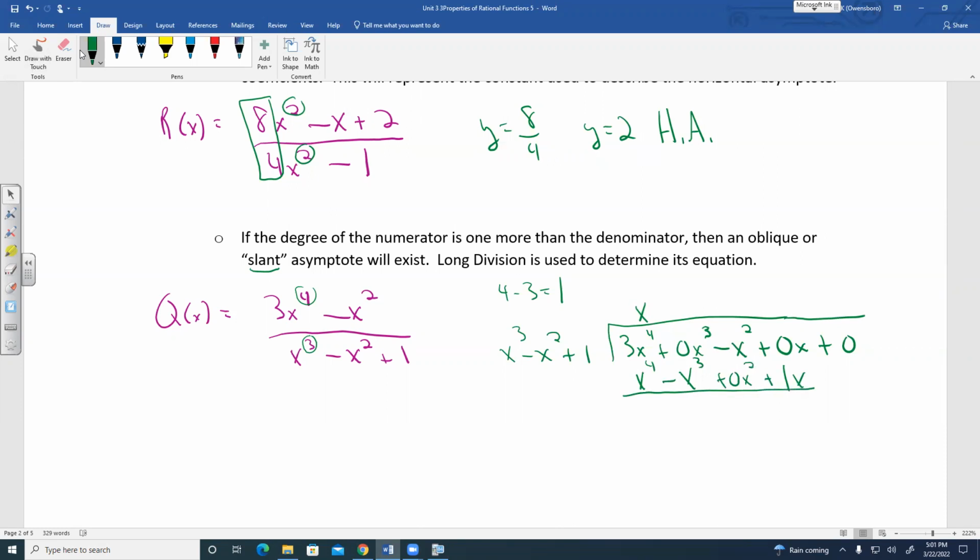Remember, when you do long division, you have to subtract. So I have to change the signs. This is going to turn into a negative, this into a positive, this a negative, and this a negative. Those signs have to change. Now I combine like terms. 3x to the fourth, lose an x to the fourth, gives me 2x to the fourth.